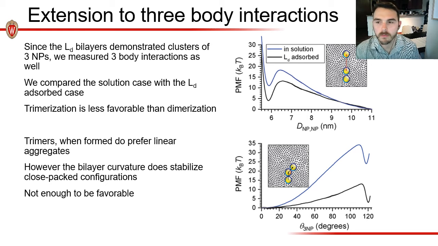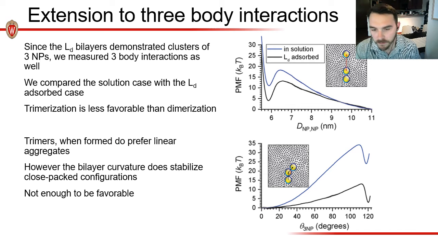Then, given that trimers can occur in the clustering analysis, and they may be unfavorable in comparison to the two-body interactions, we'd like to see if they form lines or prefer close-packed aggregates.